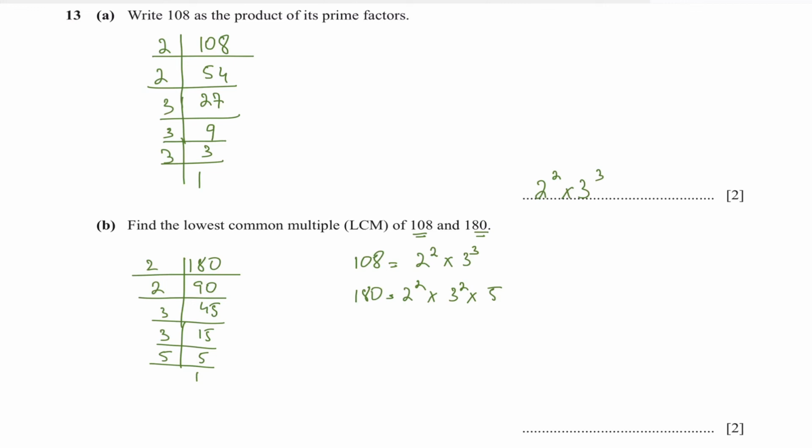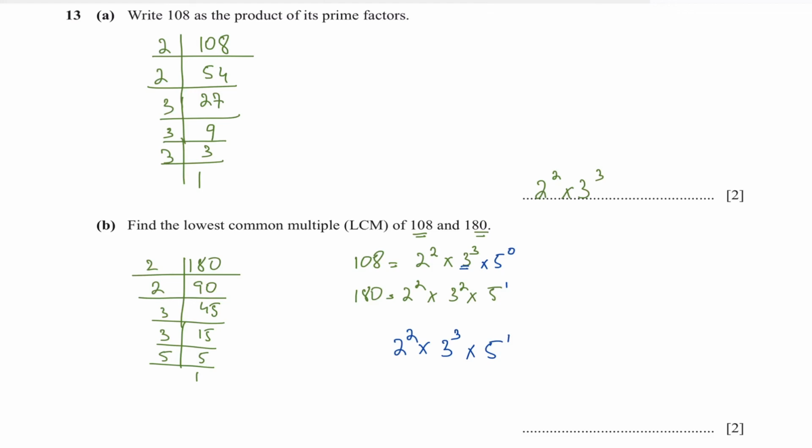So remember, whenever we're taking out the LCM, we look for the higher values. So we have 2 squared in both, so 2 squared is definitely going to be part of our LCM. And then we have 3 cubed and 3 squared, so we're going to take 3 cubed. And then we have 5 to the power 0 in 108 and 5 to the power 1 in 180. So we're definitely going to take 5 to the power 1 into consideration. So you can either write this as it is or you can evaluate it.